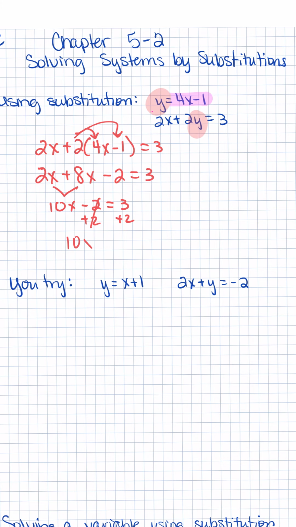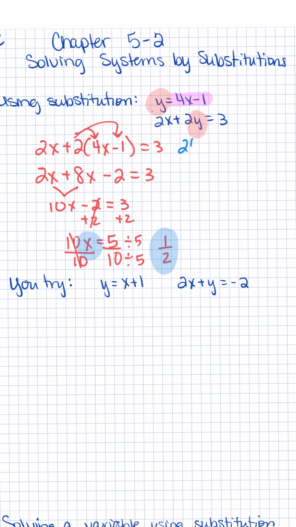10x equals 5. Right now it's being multiplied. The opposite of multiplying is divide. Divide both sides. This can be divided by 5. And that's going to equal 1/2. Therefore, x equals 1/2. So then we need to take 1/2 and plug it into one of these equations.